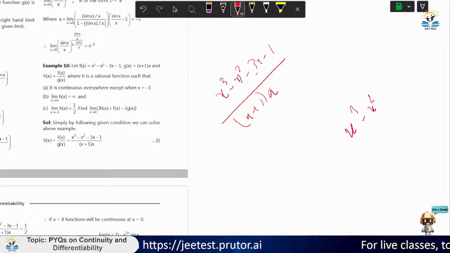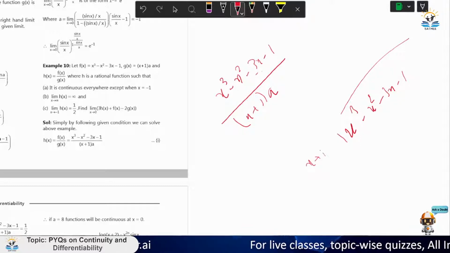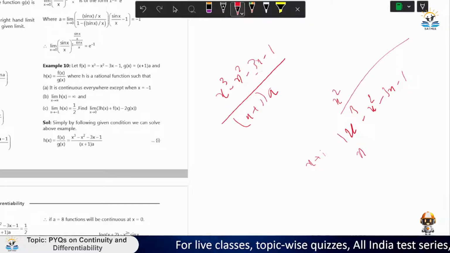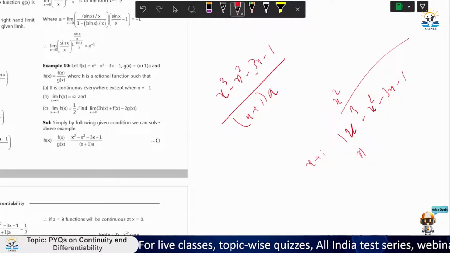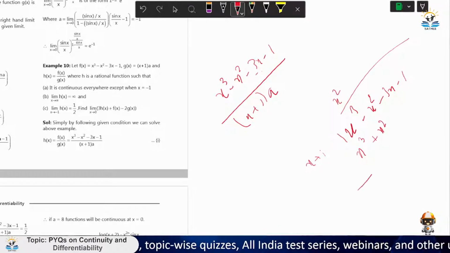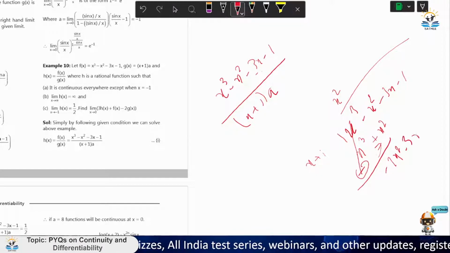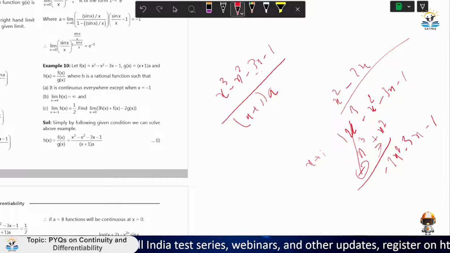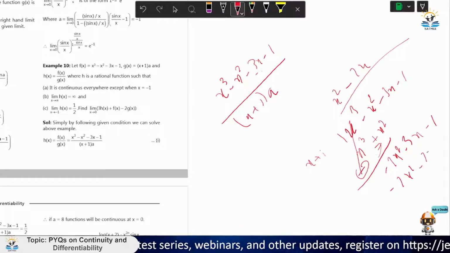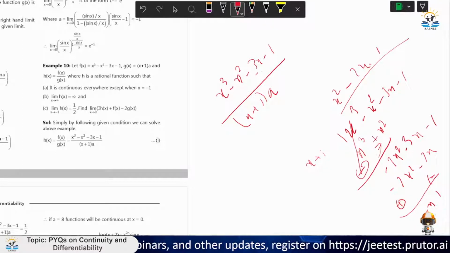Divide करते हैं, x cube minus x square minus 3x minus 1, so it is x plus 1. x minus 1 है root, तो x plus 1 होना चाहिए. So x plus 1 से divide करेंगे तो x square आ जाएगा, और यहाँ पे बचेगा अपने पास x cube plus x square, minus minus, this gives minus this minus 3x minus 1, so minus 2x square minus 2x plus minus x minus 1 minus 1.